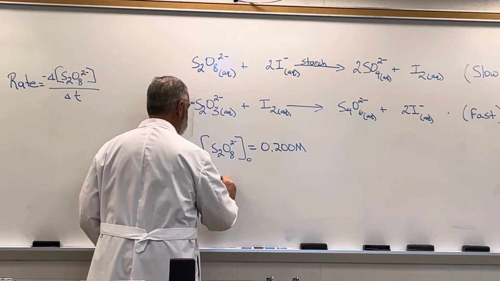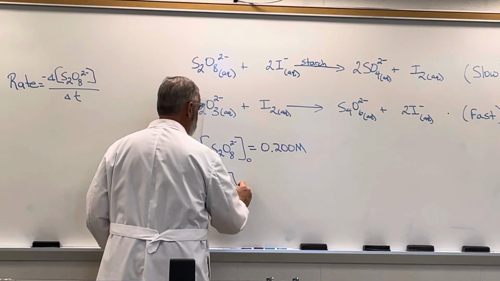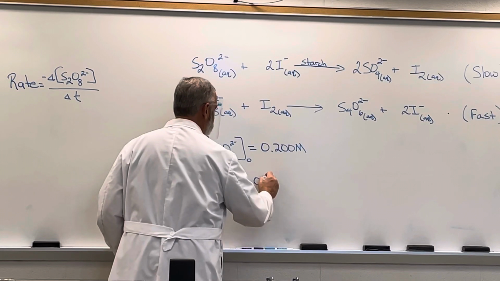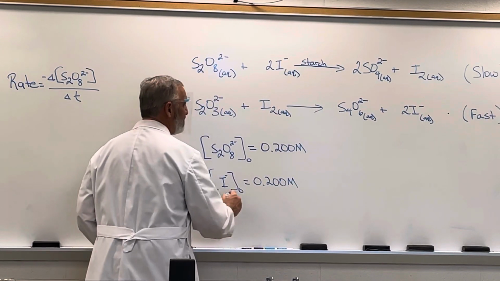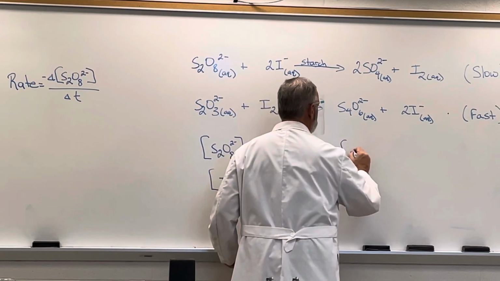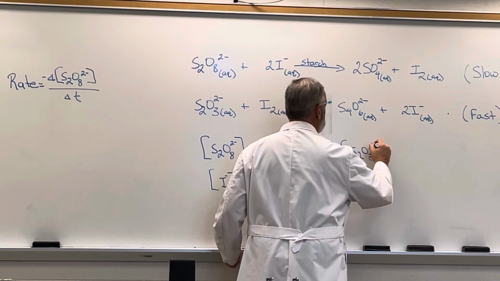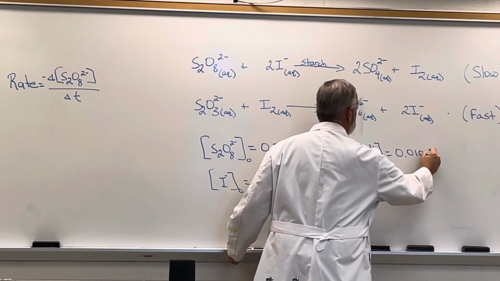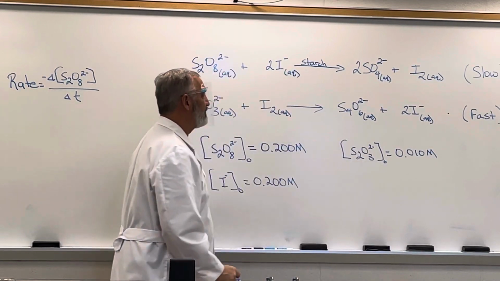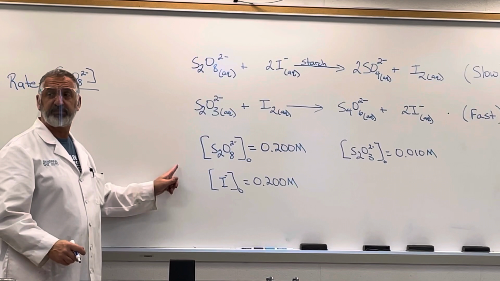The initial concentration of I minus, okay, is equal to 0.200 molar. But the initial concentration of the S2O3 is equal to 0.010 molar. So just under your data table or wherever, make sure you record this because that's going to be important.